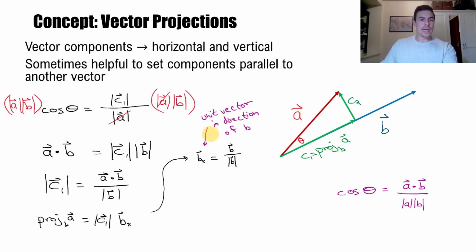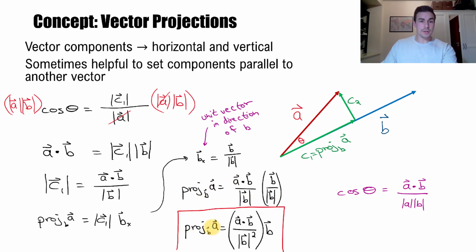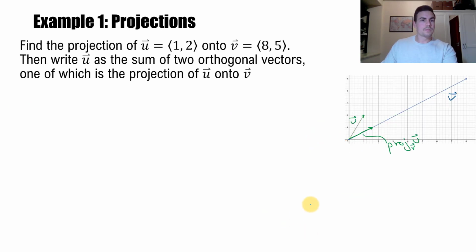So we can go ahead and substitute this in, this vector B over magnitude of B in for our unit vector here. And we'll get a new equation for the projection of A onto B, and we can clean this up a little bit by saying the projection of A onto B is going to be equal to A dot B all over the magnitude of B squared times vector B, okay, the actual vector B here. Okay, so go ahead and make sure you have this down, this projection of A onto B formula, because we're going to be using this a lot.